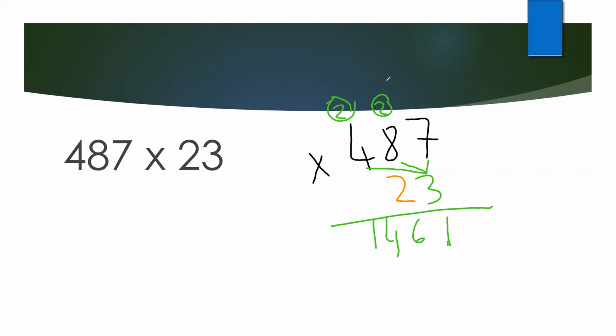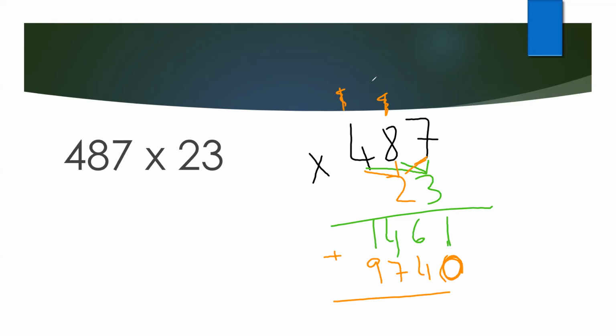Now I'm going to erase all the numbers that I already carried. And I'm going to multiply the 2 by the 7, by the 8, and by the 4. Like we said, because we're starting a second row, I have to put a placeholder, which is a 0. Then I multiply 2 times 7, which is 14, 4, and I carry the 1. 2 times 8 is 16, plus 1, 17, 7, and I carry another 1. 2 times 4 is 8, plus 1 is 9.